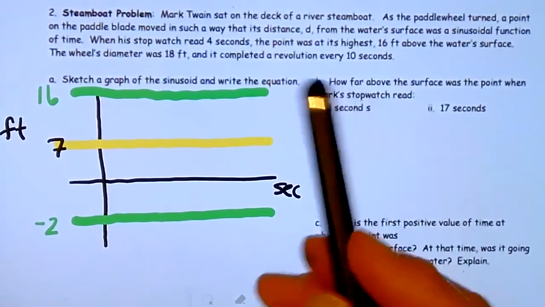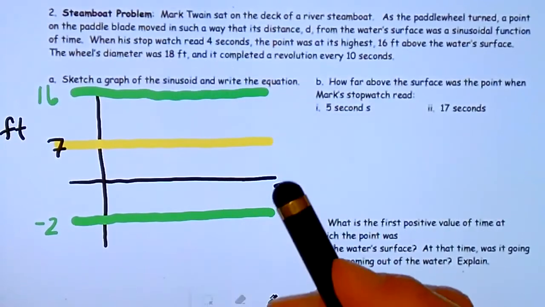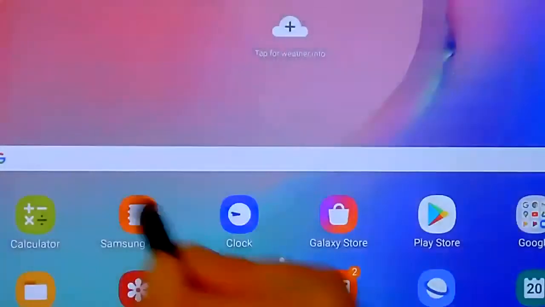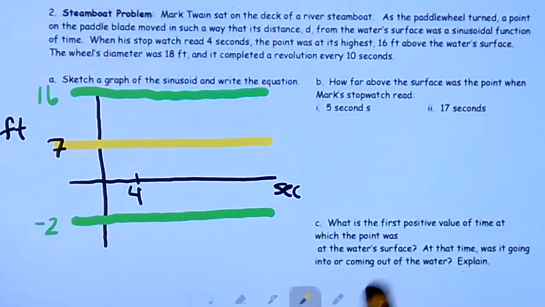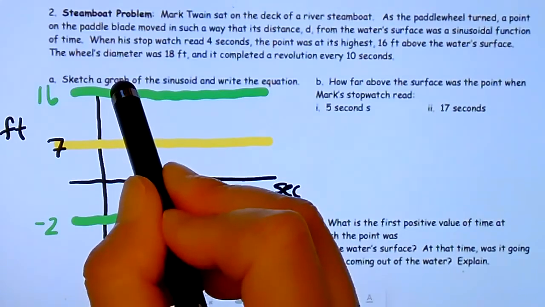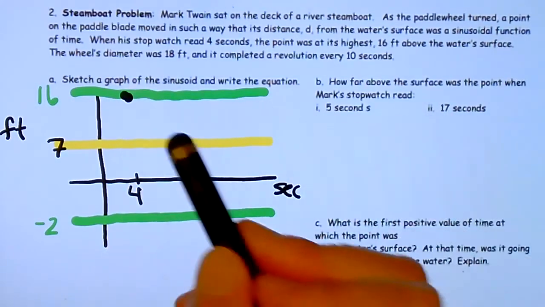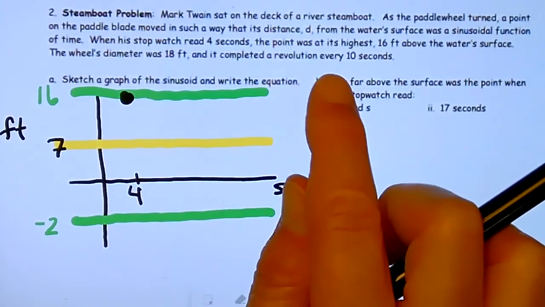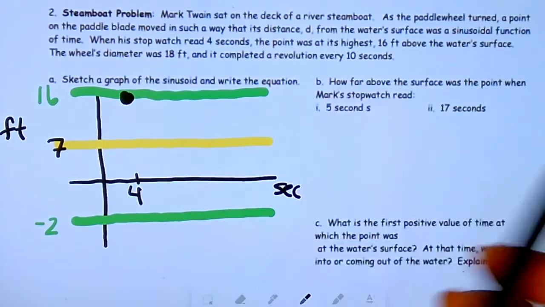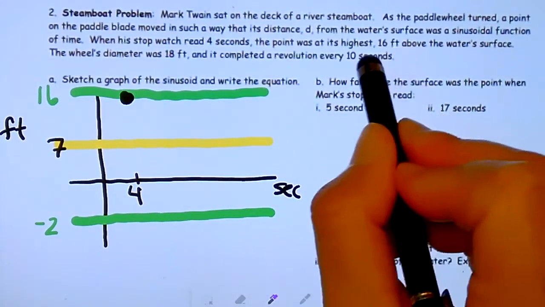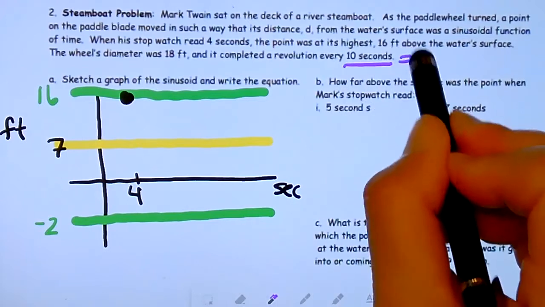Okay, so now we know that the stopwatch read 4 seconds when the point was at its highest. So I'm going to put 4 here, and that's going to be at the highest, so that's going to be at 16. And we know that it completes 1 revolution every 10 seconds. So if it's 1 revolution every 10 seconds, that 10 seconds is going to be our period.